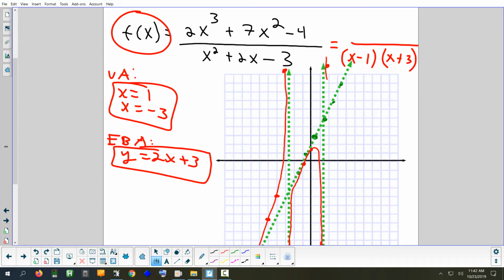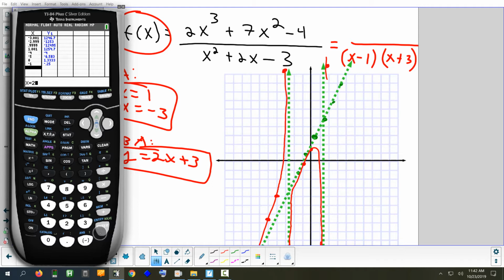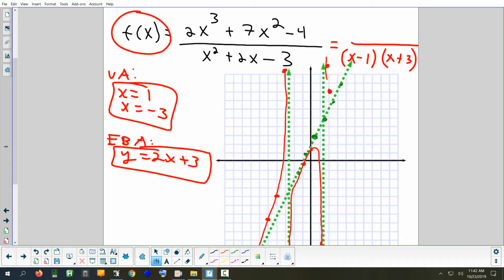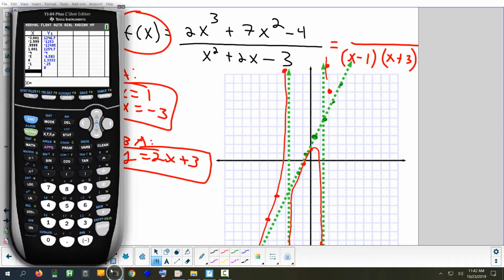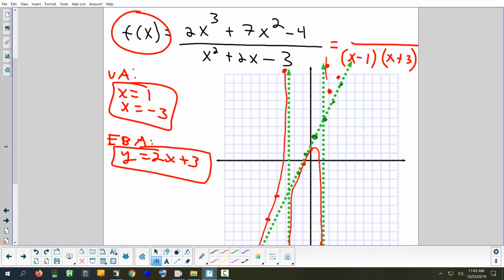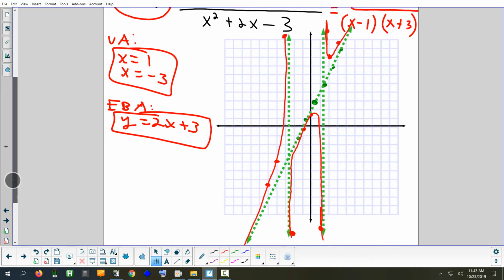What would be maybe one other good point to check? 2. Yeah, I think 2 would be good. 2, 8. I think if you check 3, I have a feeling it's going to be above 10, so it's going to be off my graph. No, I just barely, right on the top of it. 3, 9.5. So right about there. Okay, so it's going to do something like this. And that's what your graph should look like.